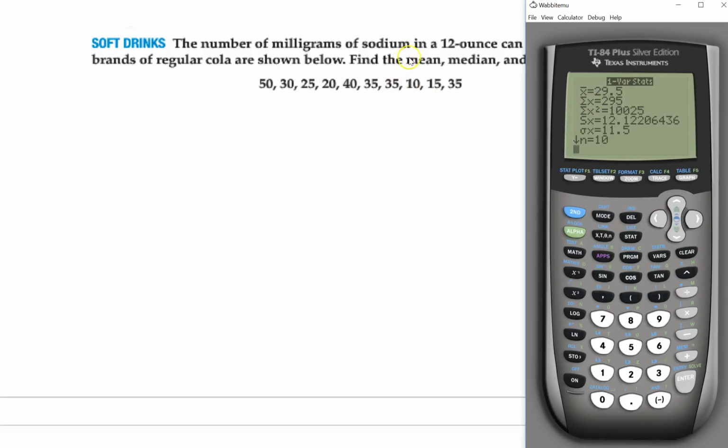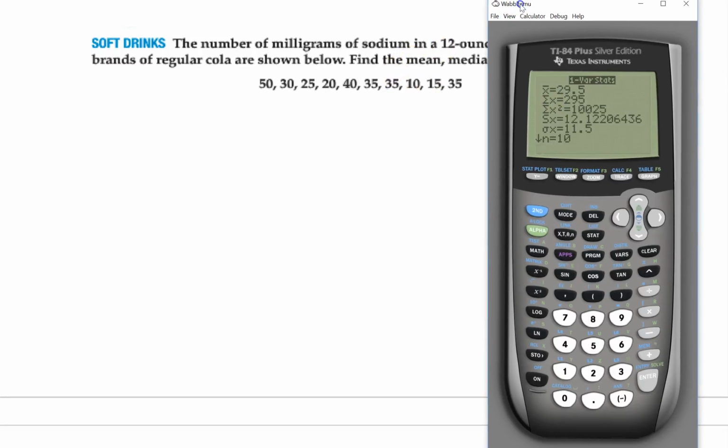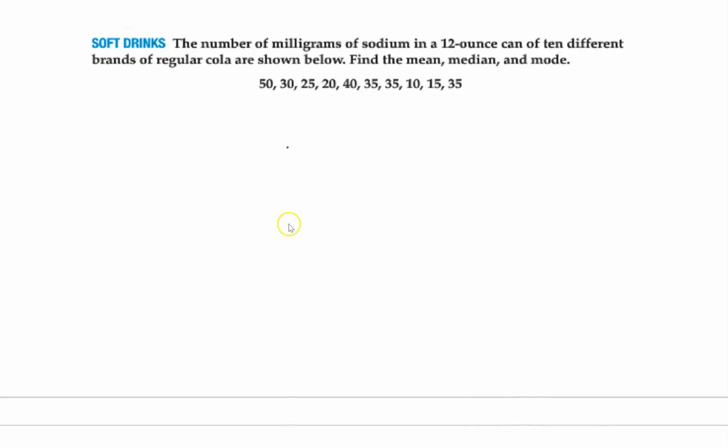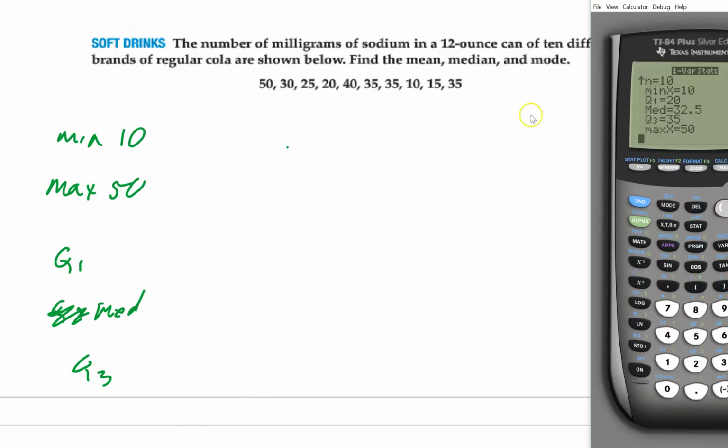Now again, all I want is a 5-number summary. We don't need the mean. We're just going to get the 5-number summary. Scroll down to the bottom right here. This is all we really need. Right? We have the min 10. We have the max 50. Q1, Q2, Q3. Let me write it down. Min is 10. Max is 50. Put Q1, Q2, which is the median. There's a Q2, so it's the median. Q3. My values are 20, 32.5, and 35.